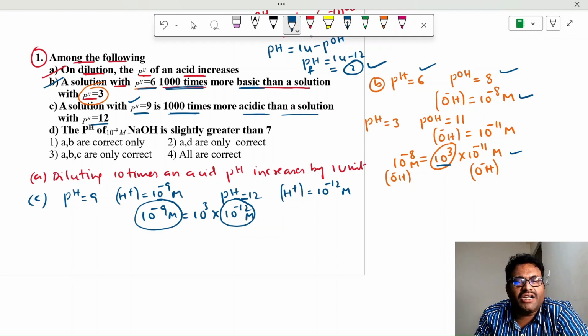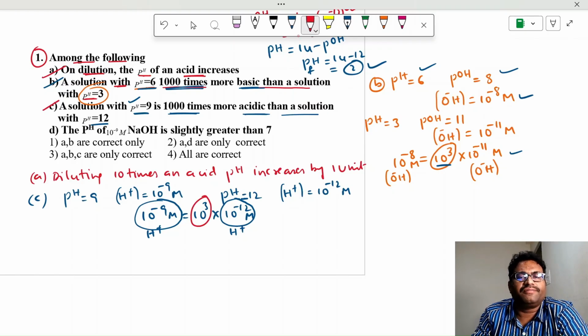What are these, 10 power minus 9 and 10 power minus 12? 10 power minus 9 is H plus ion concentration. 10 power minus 12 is also H plus ion concentration. This H plus ion concentration is how many times that H plus ion concentration? 10 power 3 times. So this is also a correct option.